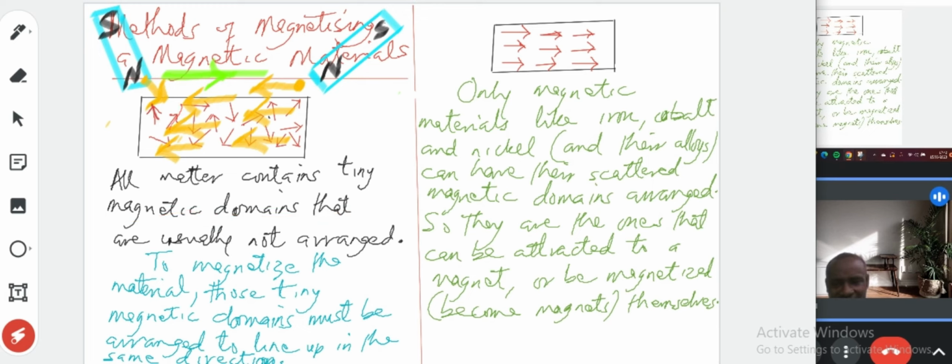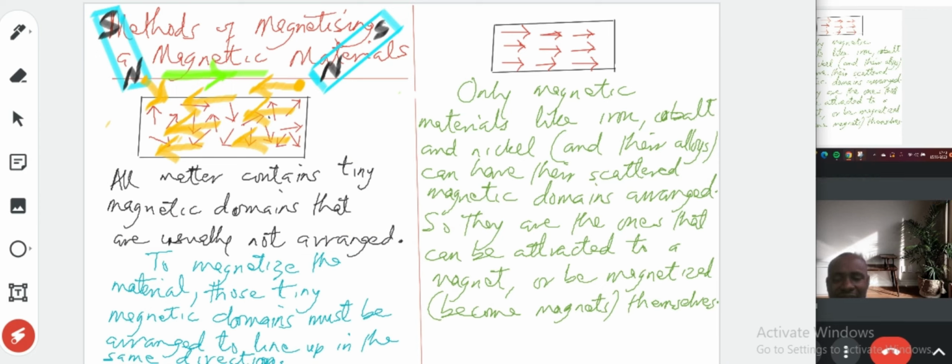See these red lines that are scattered. They are pointing in diverse directions. Can you see the red lines whose arrows are pointing in several directions? That's how the magnetic materials in every object are originally. So all matter, that includes air, gas, anything that is matter. You know, matter is anything that has mass or weight and occupies space. All matter contains tiny magnetic domains that are usually not arranged. Did you see that?